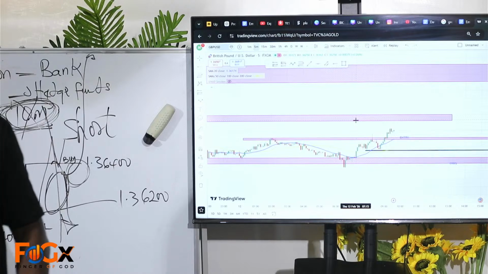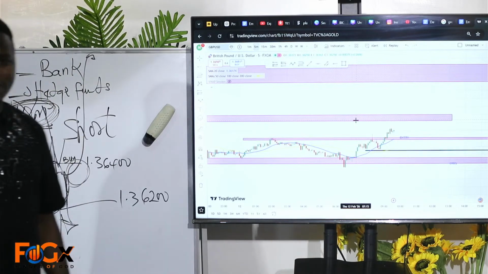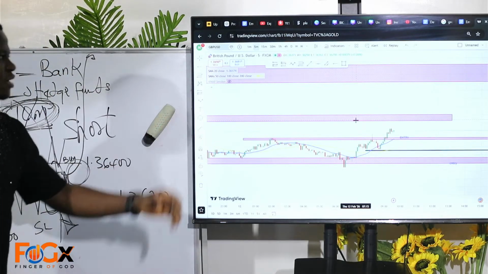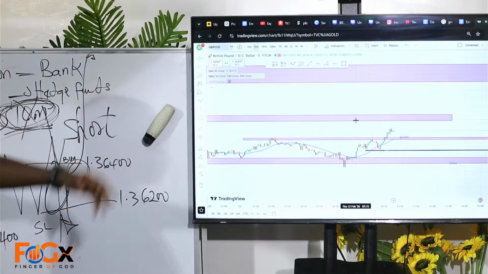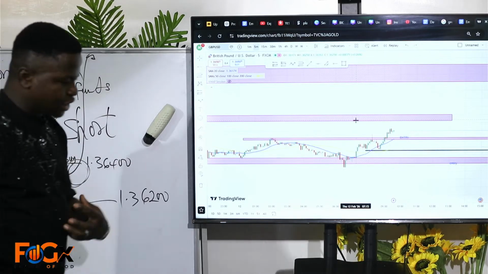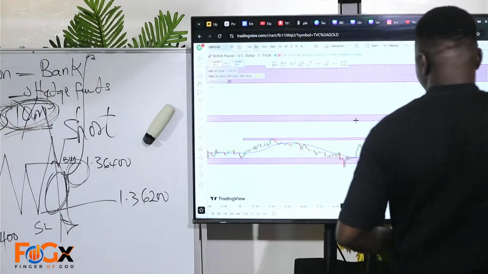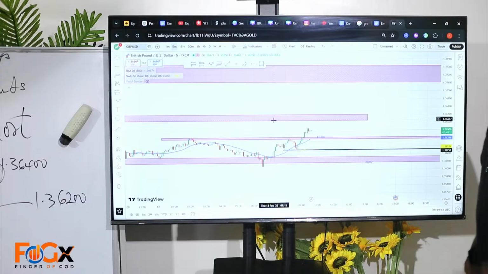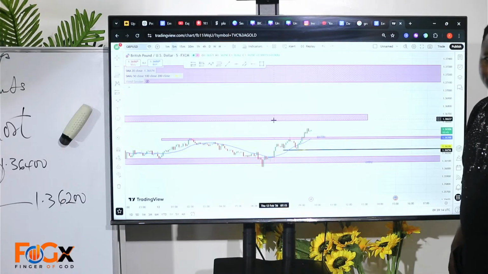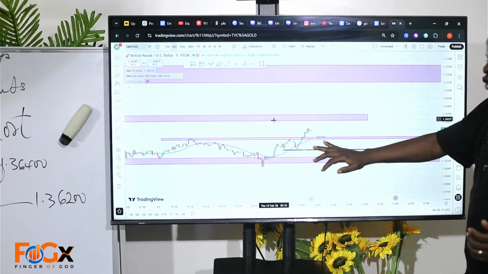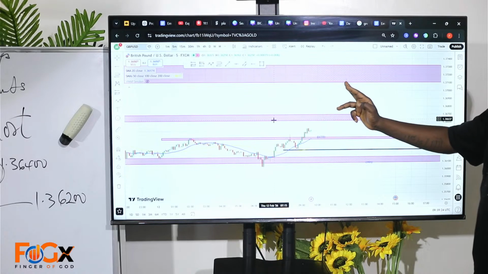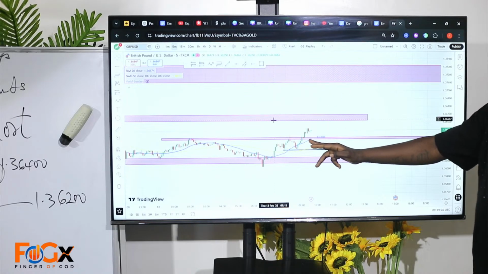So that's it. Any question before we go? We are done for today. So we want to buy pounds versus dollar, but we want price to come to our area back here. If it doesn't come, we leave it. If it goes and never returns, we will only go and look for a buy after a break of this level. Breaks it, retest it, then we pick it. If it doesn't come here, we won't take it.